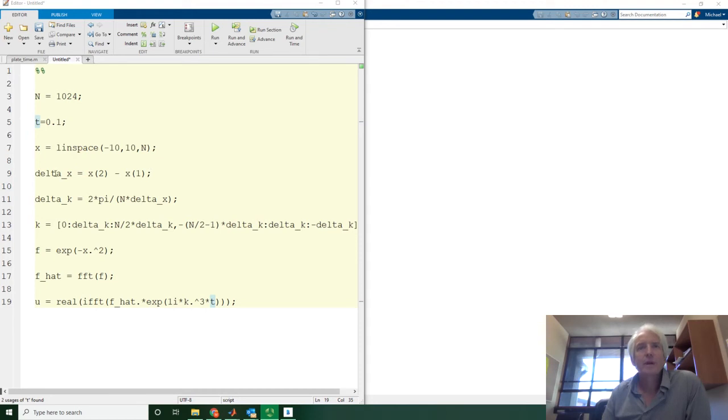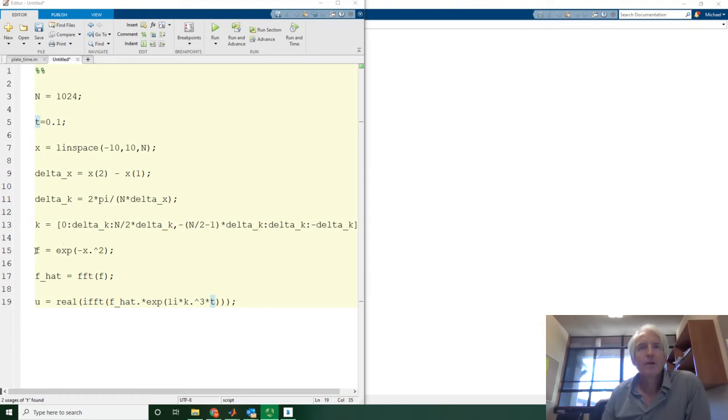And then the delta x and the delta k are given by my formula here. Delta x is just the spacing between each point, so I might as well take the second minus the first. And then the k is this funny formula here. So it goes up and then counts down. That's just written in compact notation, counting up around the first half of the circle and then back down.